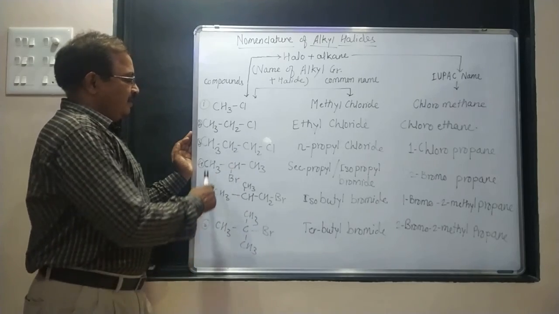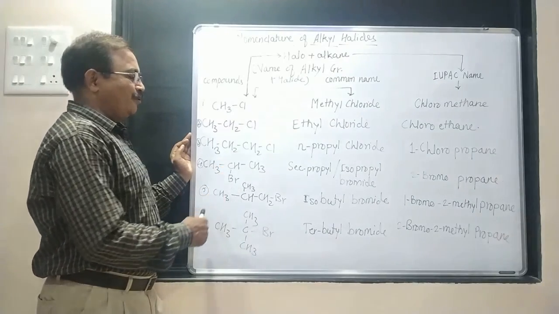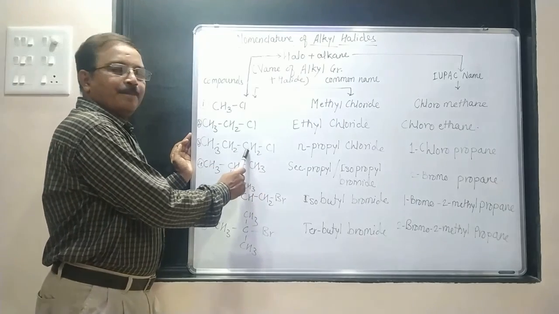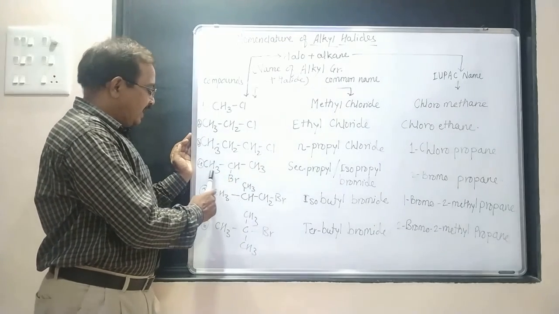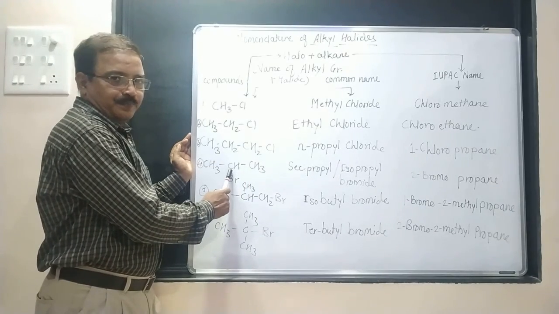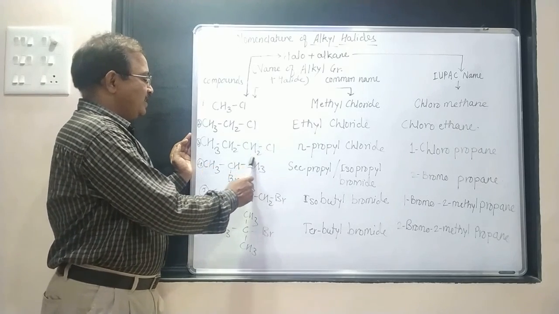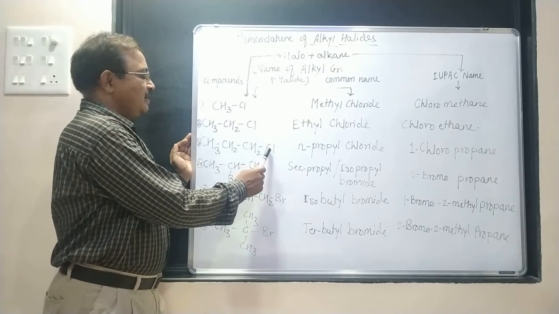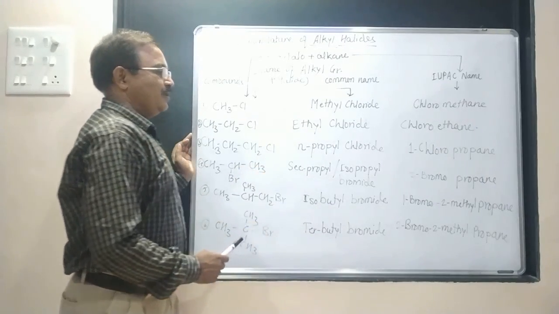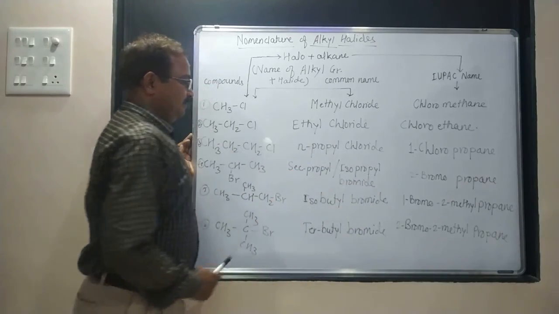Here, simultaneously both these examples we will consider. What is the difference between these two? In the third compound, the halogen is attached to a primary carbon atom, and in the fourth one, the halogen is attached to a secondary carbon atom. So while giving a common name, we have to consider the alkyl group where the chlorine is attached to primary, that is called an n-propyl alkyl group. So the common name is n-propyl chloride.